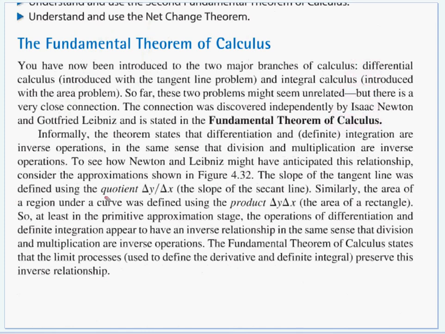The slope of the tangent line was defined as a quotient. The slope of the secant line, similarly. The area of the region under the curve was the product of delta x times delta y. So at least in the primitive approximation stage, the operations of differentiation and definite integration appear to have an inverse relationship in the same sense that dividing and multiplying are inverses. The FTC states that the limit process used to define the derivative and definite integral preserve this inverse relationship.